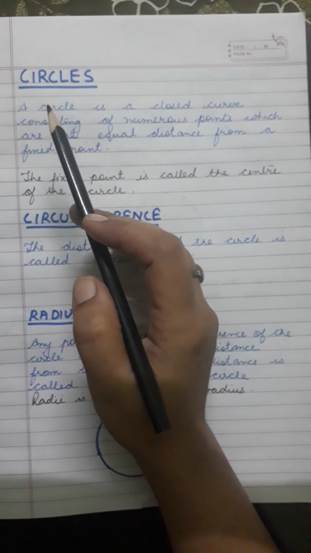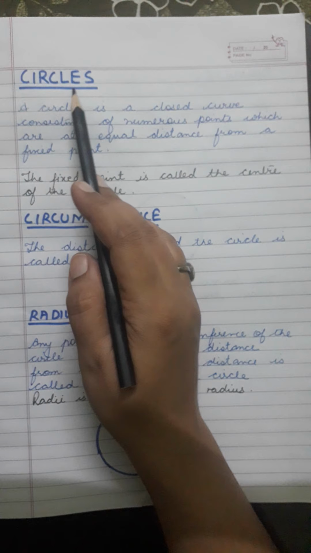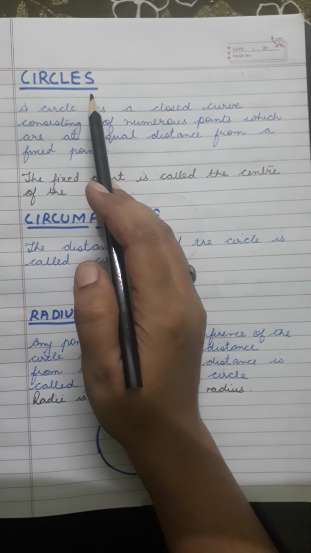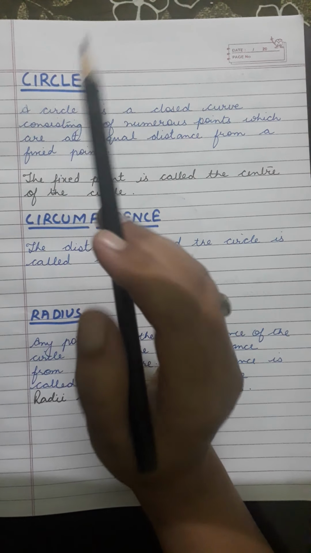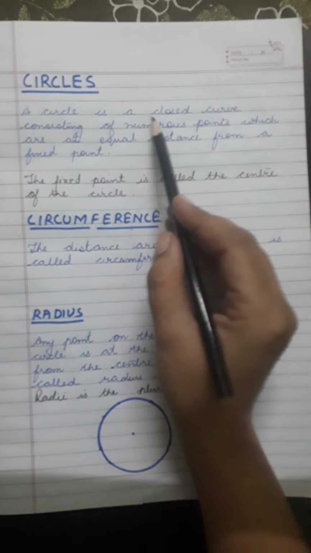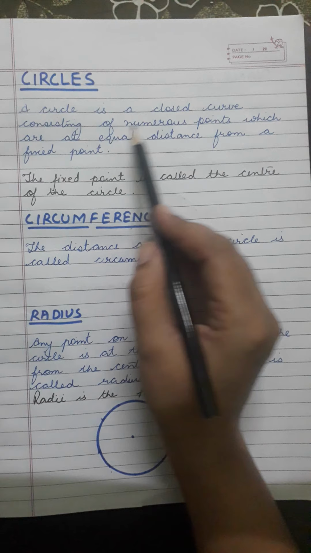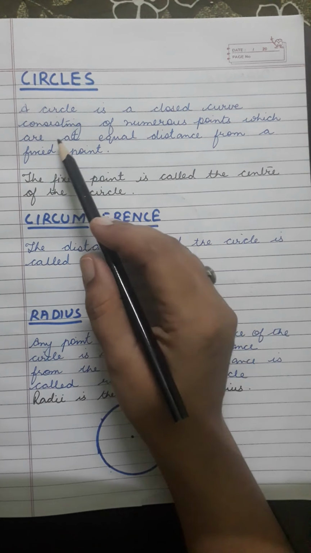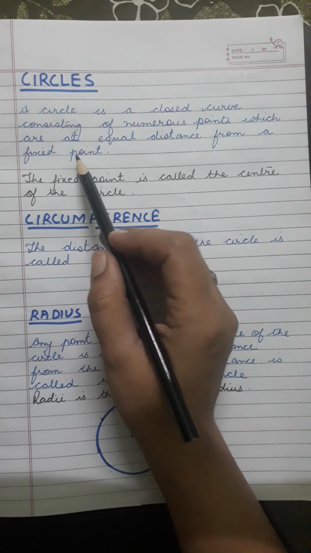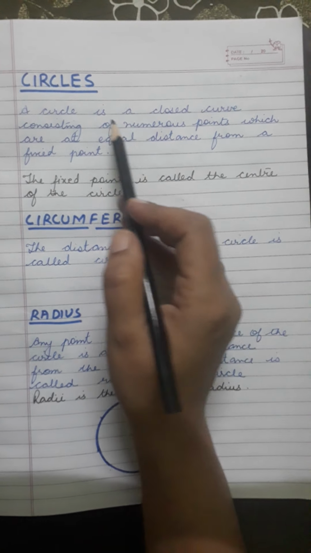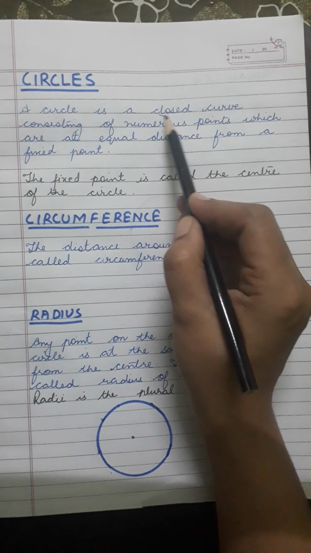Hello children. Now we are going to start a very interesting topic of our chapter number 7, geometry. It is circles. What is a circle? A circle is a closed curve consisting of numerous points which are at an equal distance from a fixed point. So what is it saying? It is saying that it is a closed curve.